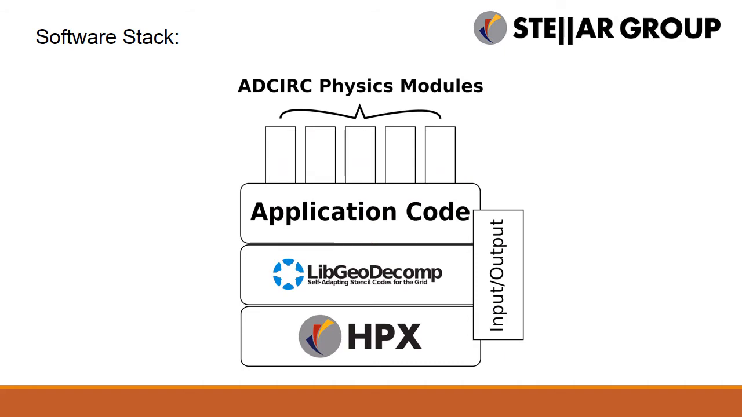So this is what a proposed software stack for this next generation of ADCIRC would look like. We would retain these ADCIRC physics modules up here. All of the important Fortran subroutines that update values on an individual subdomain would remain intact. And we would then use a layer of glue here, an application code that would manage the interface between the Fortran subroutines and C++ code.